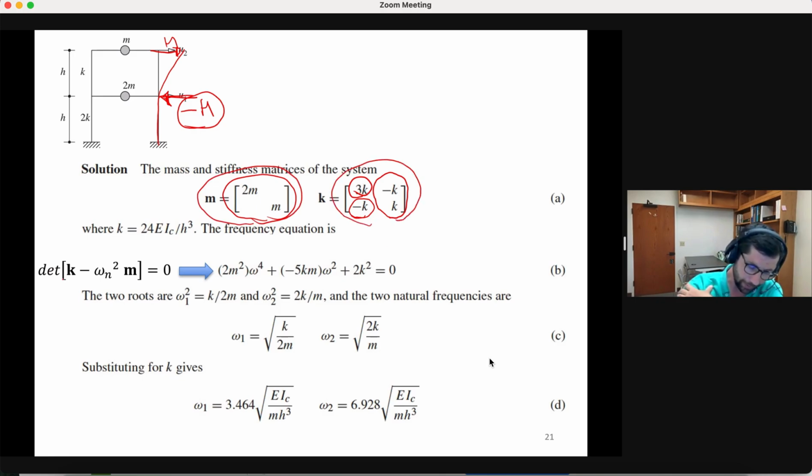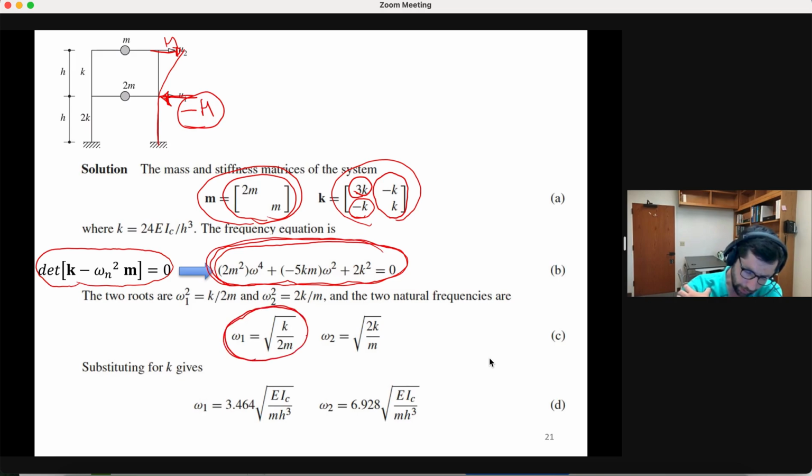So if I write the determinant of the stiffness matrix minus omega n squared times the mass matrix, if you perform this operation, you will have a polynomial equation, which is written here. The roots of this polynomial equation will be the natural frequencies of the system. So I will have two natural frequencies because this is a 2-degree of freedom system, and these two natural frequencies are written here, okay?